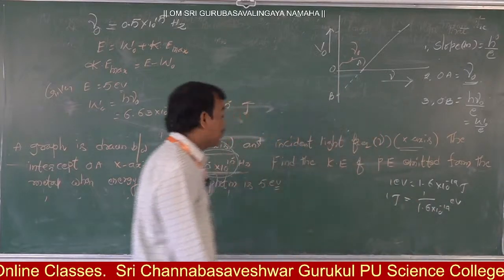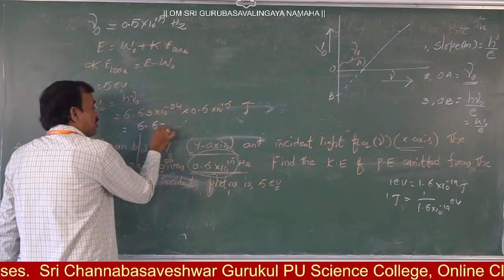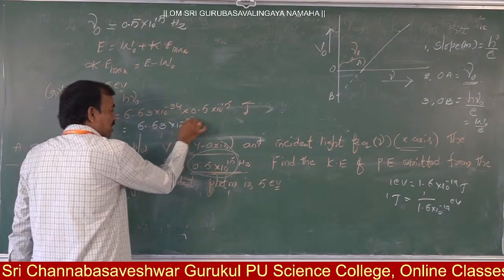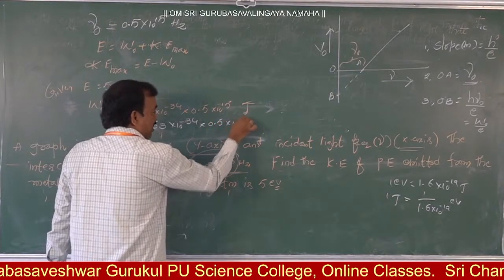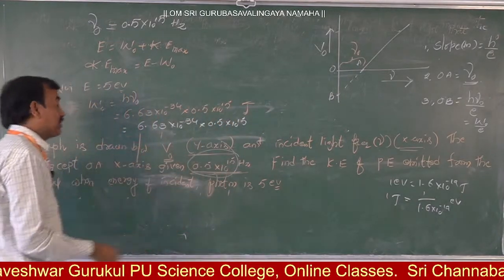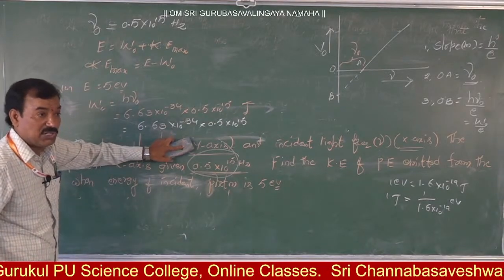First you have to find this value, 6.63 × 10^-34 times 0.5 × 10^15, in joules, and then convert joules to electron volt.